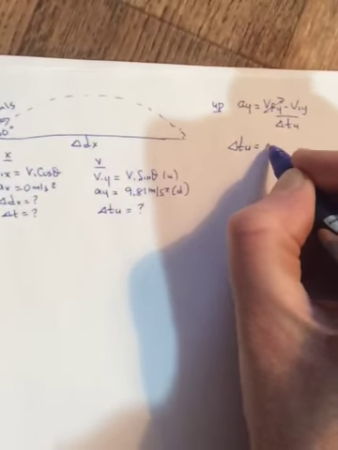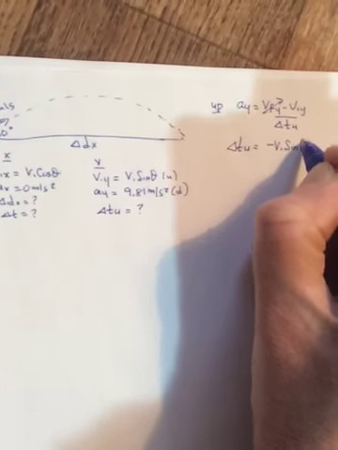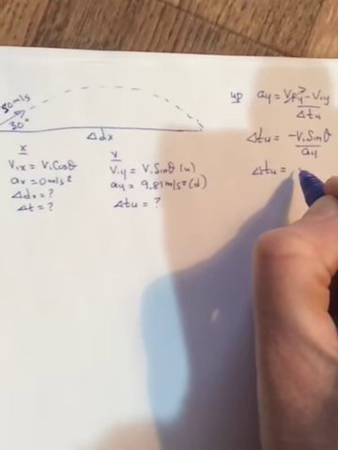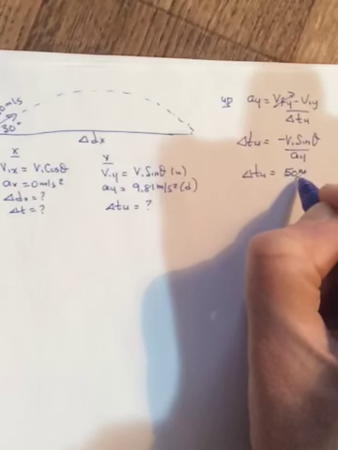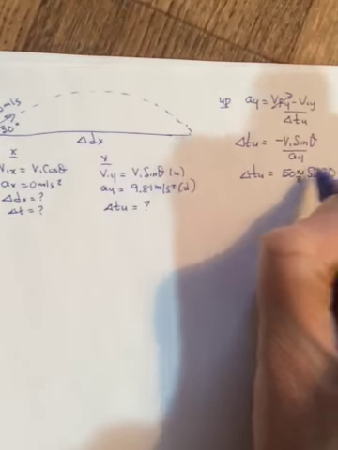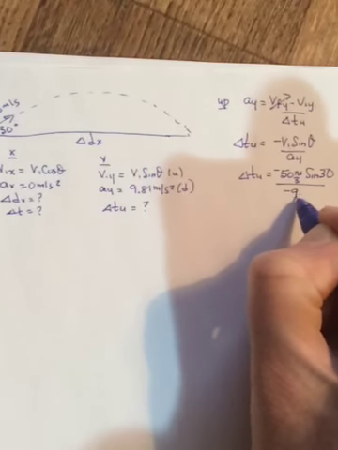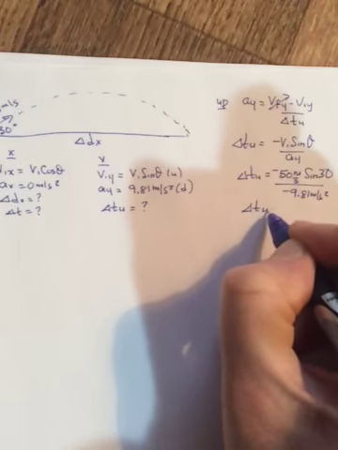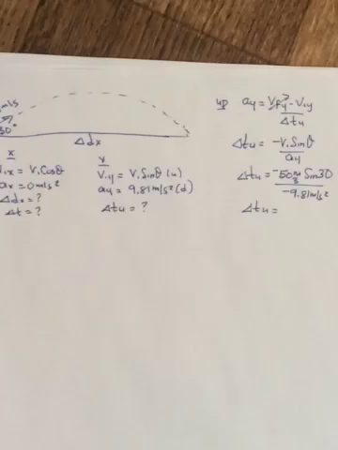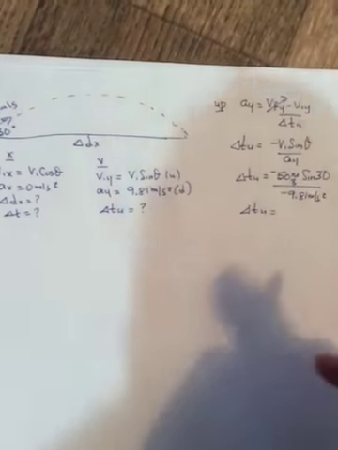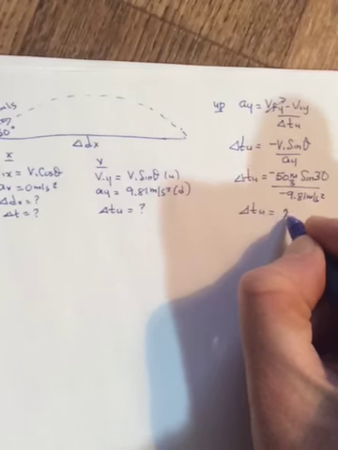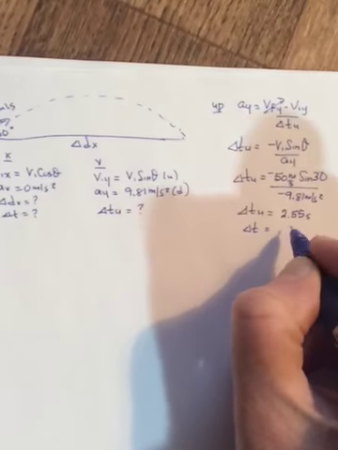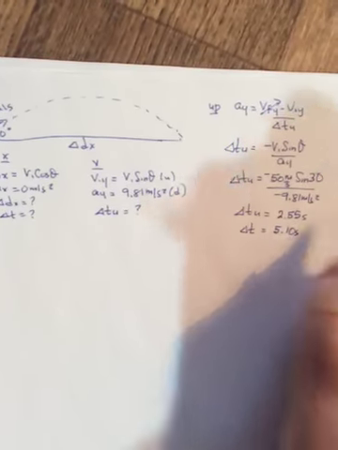So delta tu will be equal to negative vi sine theta over ay. So delta tu will be equal to 50 meters per second sine of 30, and there's a negative there, over negative 9.81 meters per second squared. So on the top we have 25, on the bottom we have 9.81, the two negatives disappear, and we get something like 2.55 seconds. And so the total time will be 5.10 seconds.